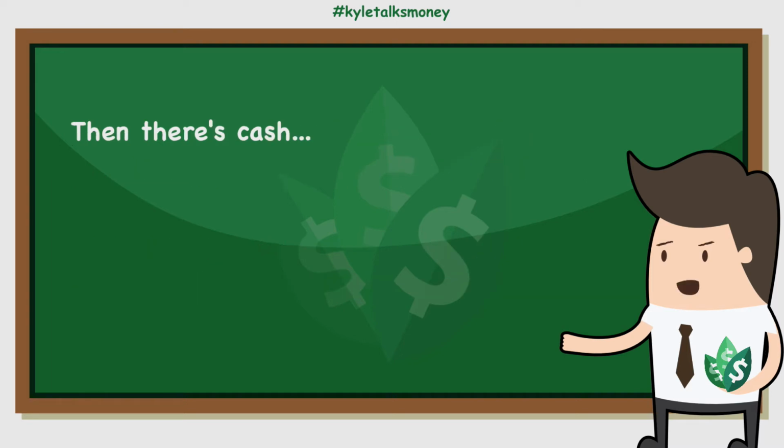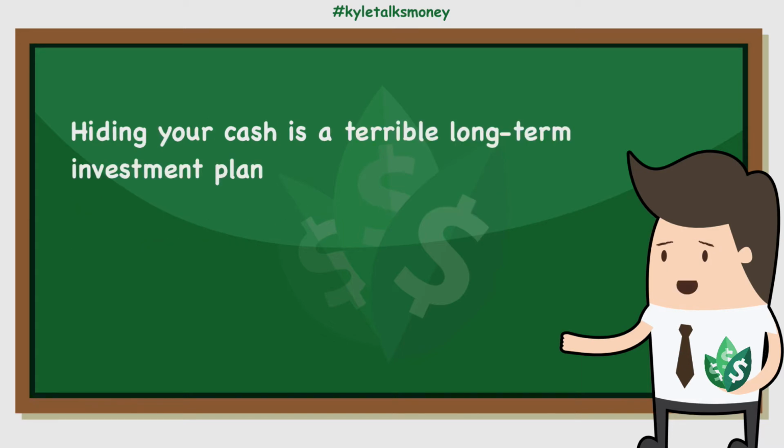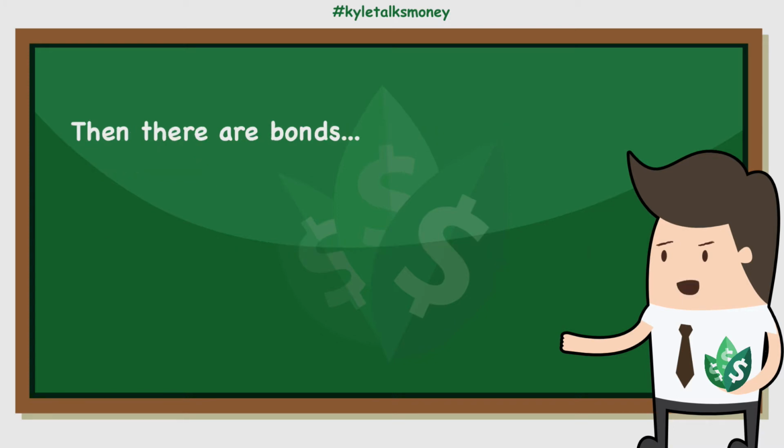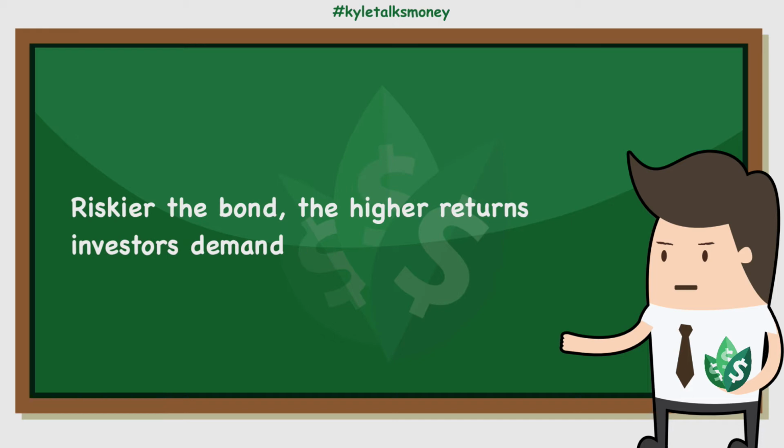Then there's cash. Fiat currencies can depreciate in value over time. Burying cash in coffee cans in your yard is a terrible long-term investing plan. If it manages to survive the elements, it still will be worthless given enough time. Then there are bonds. From 1926 through 2018, the average annual return for bonds has been 5.3%. The riskier the bond, the higher the return investors demand.